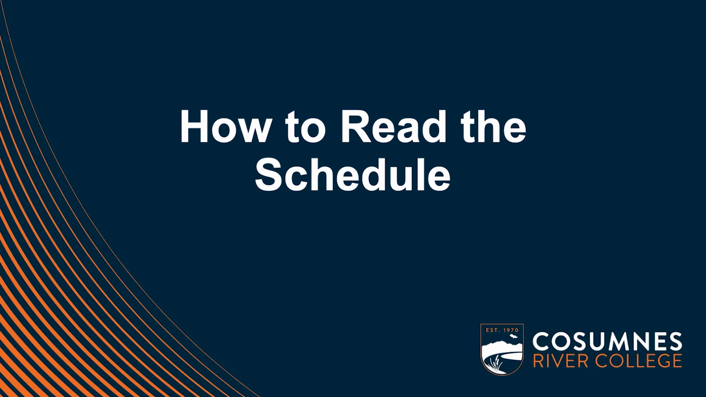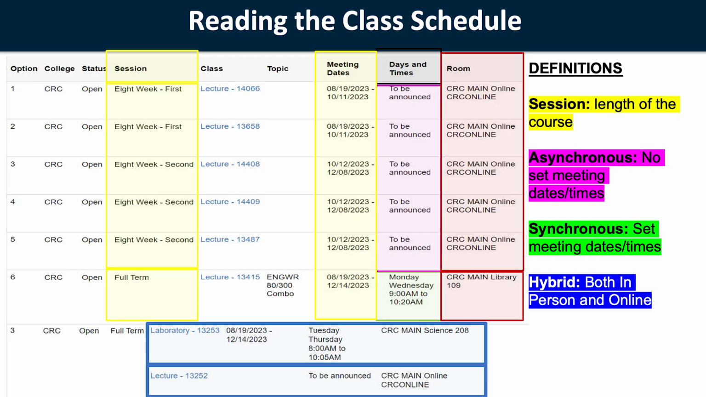And now we will learn how to read the class schedule. There's a lot of critical information in these next few slides, so please take notes. We will now be sharing with you how to read the class schedule in eServices. The first thing to note is the course session. CRC offers full-term 16-week classes and 8-week classes during the fall and spring semesters. 8-week classes can be held during the first 8 weeks of the semester or the second 8 weeks.